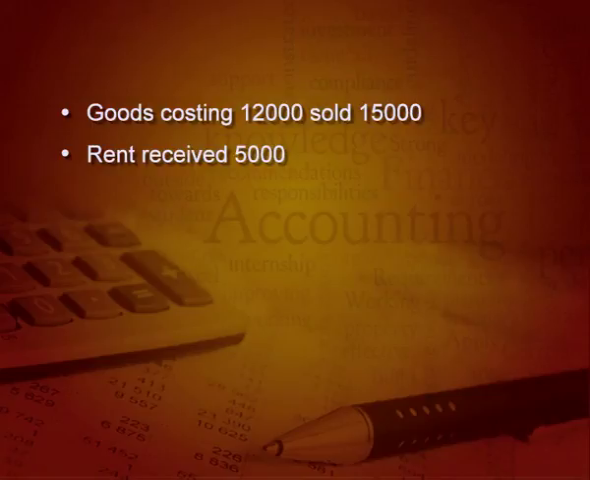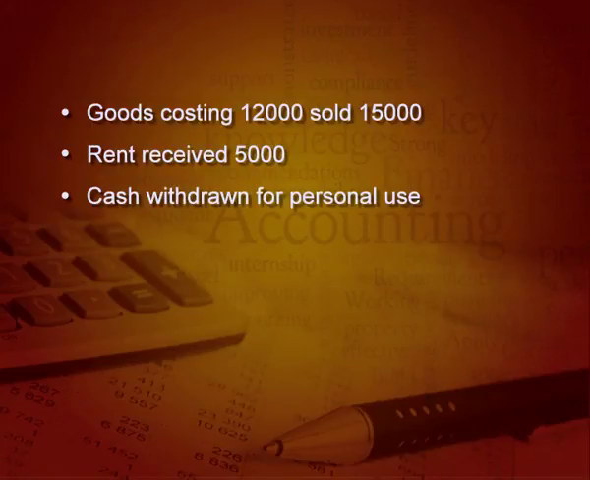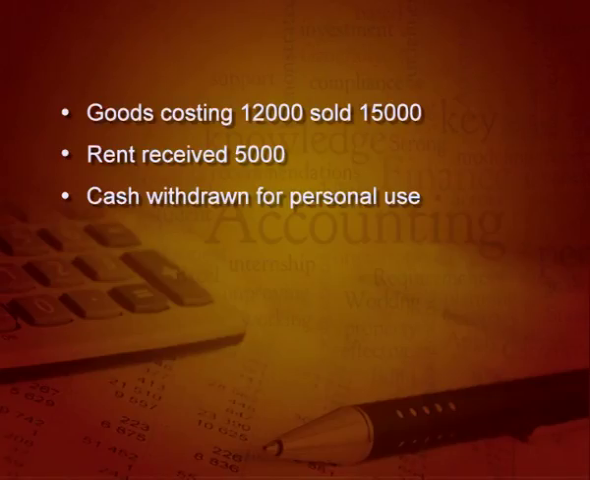Next, cash withdrawn for personal use. Cash is coming down, and because I am using it for personal purpose, definitely my capital gets reduced. So, cash minus, capital minus. Next, motorcycle for personal use. Now, again it is for personal use. Personal use means capital will come down, right, and money is being paid by the business. So, cash will also go down.